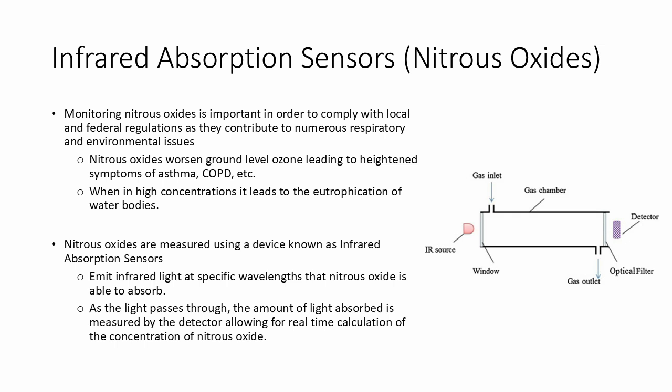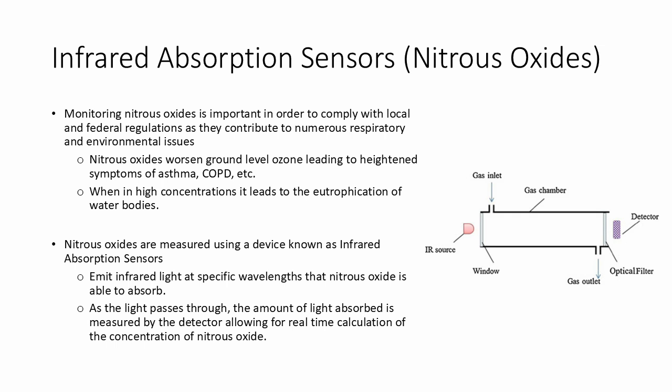Additionally, in high concentrations, nitrous oxides can cause eutrophication in water bodies, disrupting ecosystems and harming aquatic life. To effectively measure nitrous oxide levels, we use devices known as infrared absorption sensors. A very simple and dumbed down one is shown here on the right of this slide.